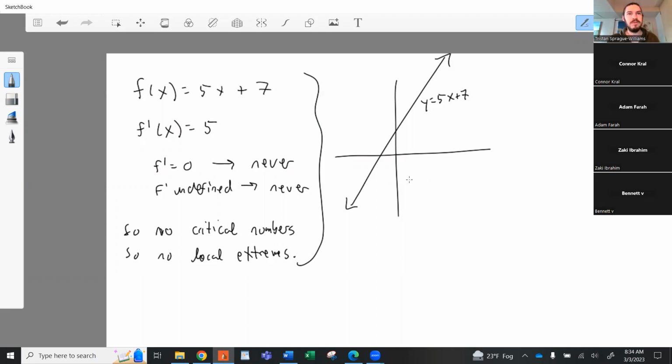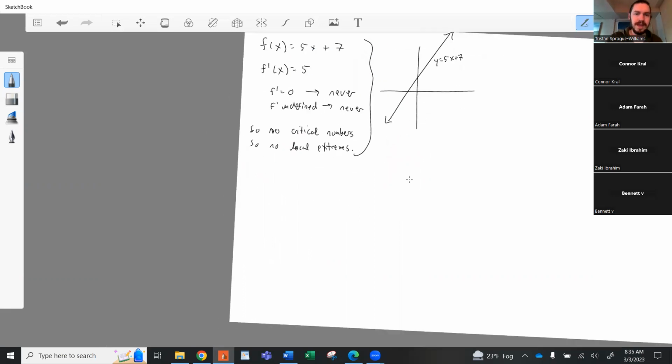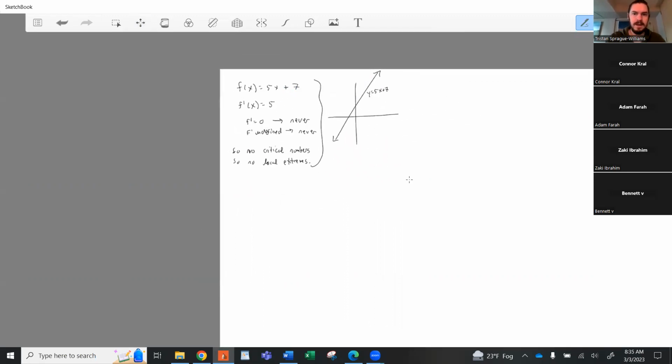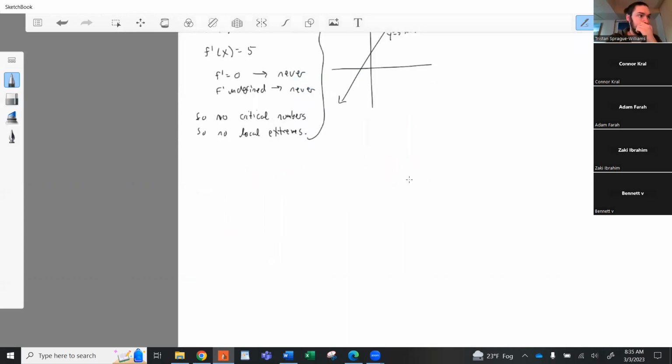So we started with a medium example, which is a cubic function that had 2 critical numbers. Then we went to a basic example, a linear function with no critical numbers. Let's look at a more complicated function that has several critical numbers. So let's look at the function f of x equals x to the power 2/3 times x squared minus 4.